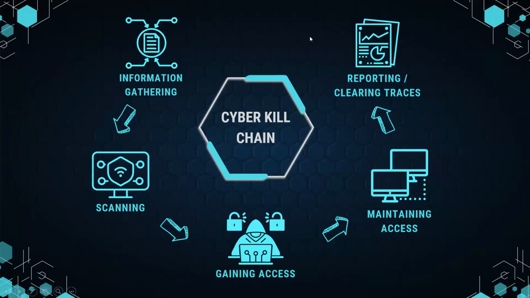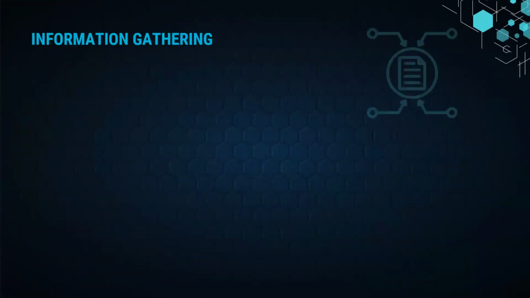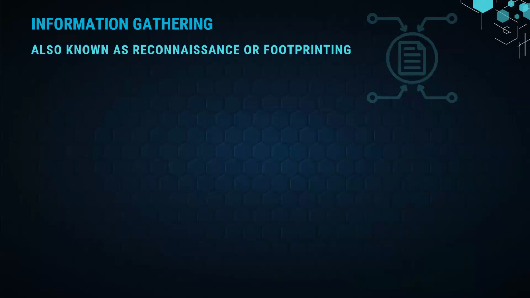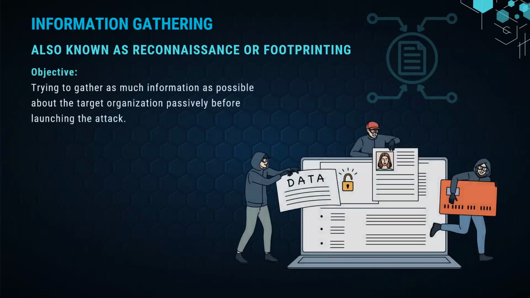Okay, moving on. So when we talk about the cyber kill chain, the first step is information gathering. This is also commonly known as reconnaissance or footprinting. Different names for the same objective. The objective here is gathering as much information as possible about your target organization.